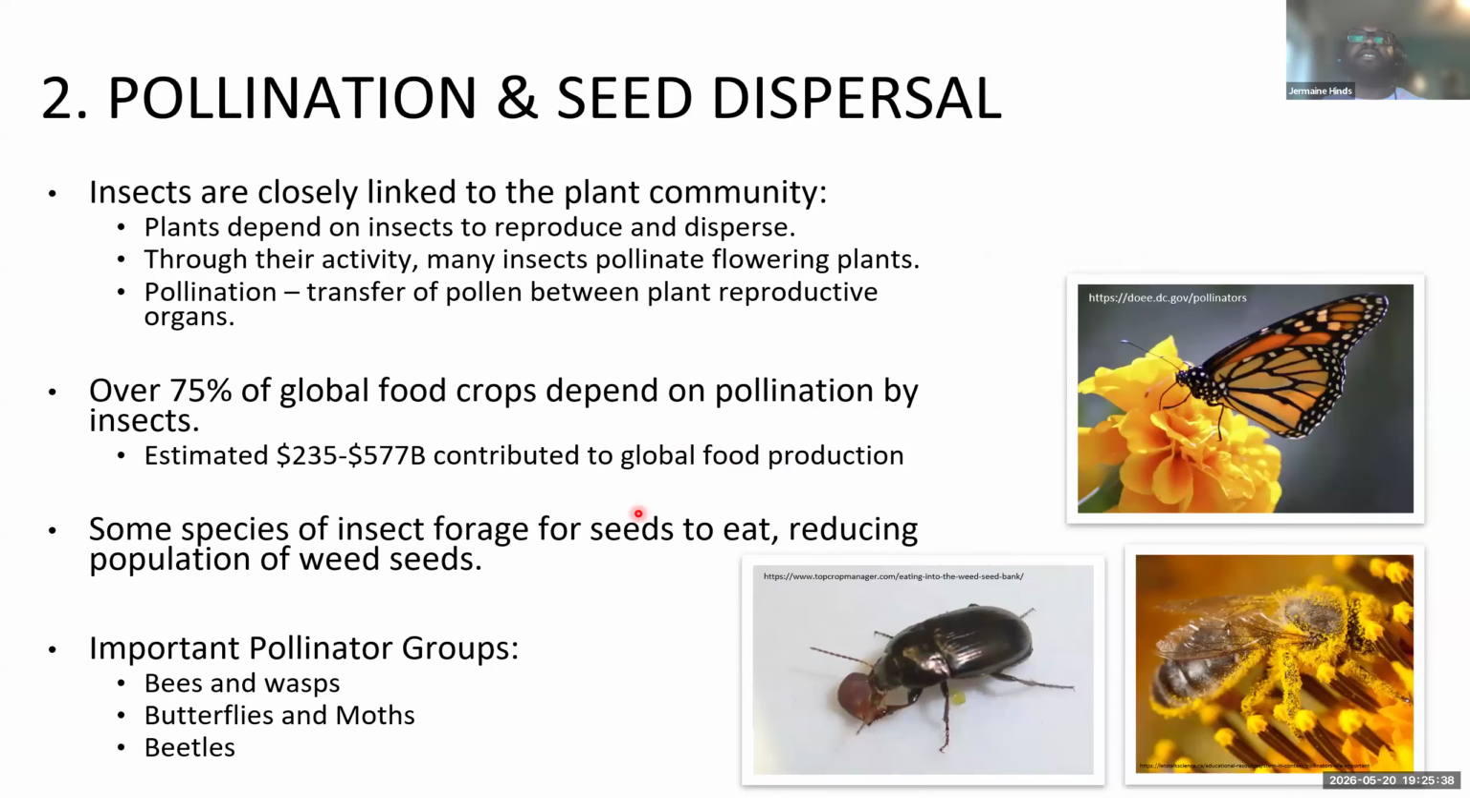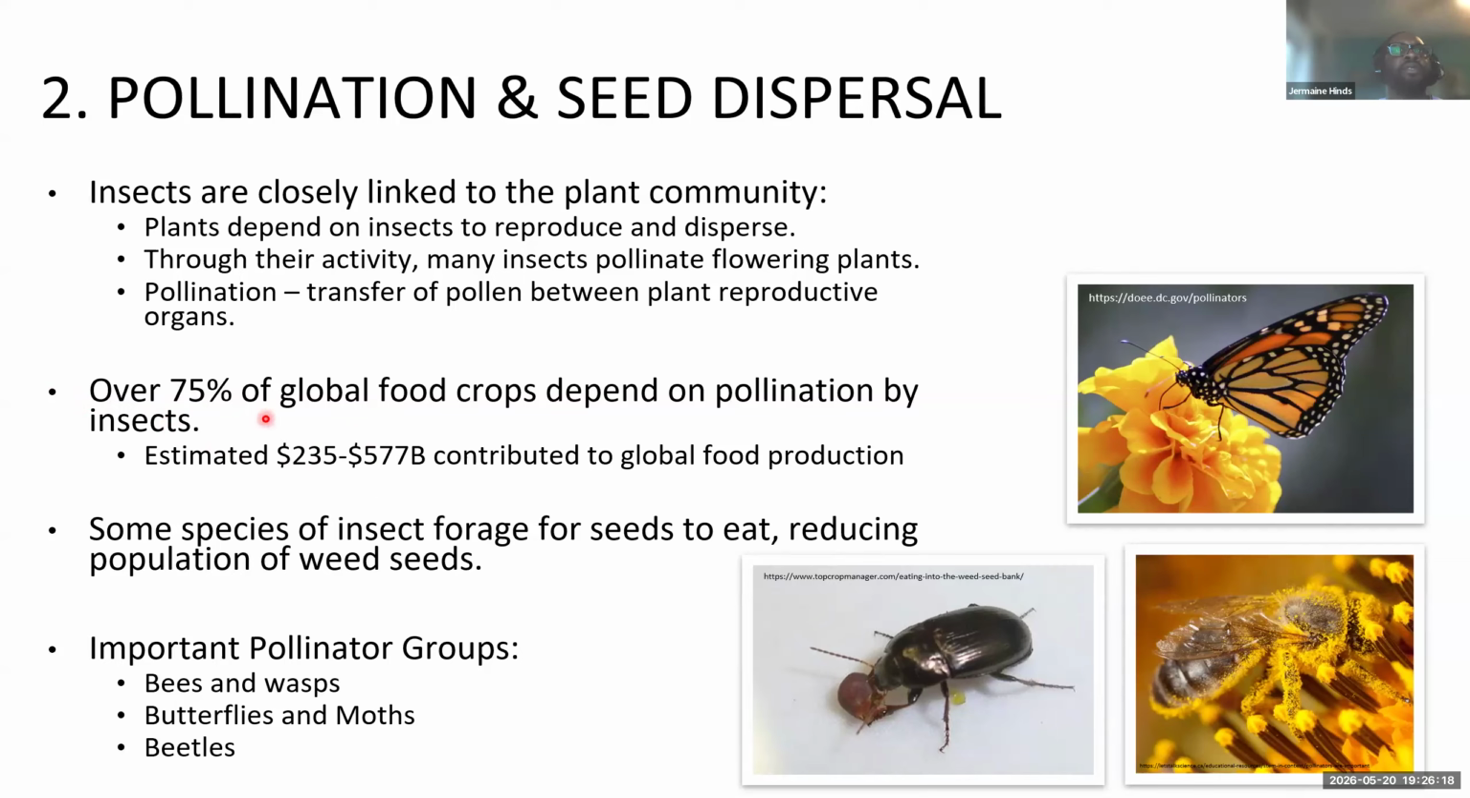Next up, pollination and seed dispersal. Insects are always closely linked to the plant community. Plants depend on insects to reproduce and disperse. Through their activity, many insects are pollinating the different flowering plants we see. Pretty much every fruit and vegetable you eat had to be pollinated for it to set that fruit. Pollination is just the transfer of pollen between plant reproductive organs. I think this number has been updated now, but over 85% of global food crops depend on pollination by insects.